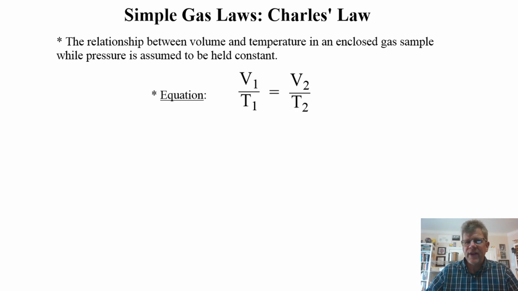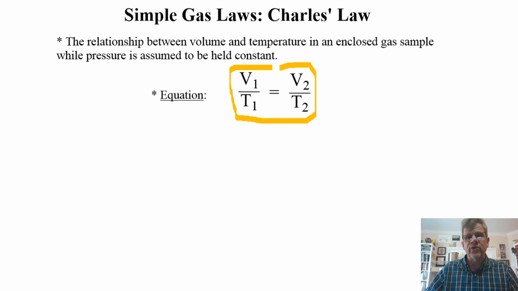So our second simple gas law is known as Charles' law. It is the relationship between volume and temperature in an enclosed gas sample while pressure is being held constant. Pressure is held constant, so that term P is not in there. We only see V's and T's, that's volumes and temperatures. Of course, again, we need an initial and a final set of conditions. That's given by the subscripts 1 and 2 in there.